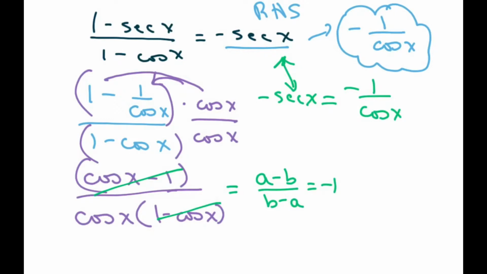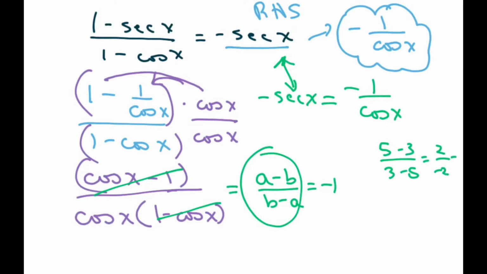And if you want to know why this works, you can just put in numbers. You do 5 minus 3 over 3 minus 5. That's going to be 2 over negative 2, which equals negative 1. The real reason is this. Let me go ahead and erase this.